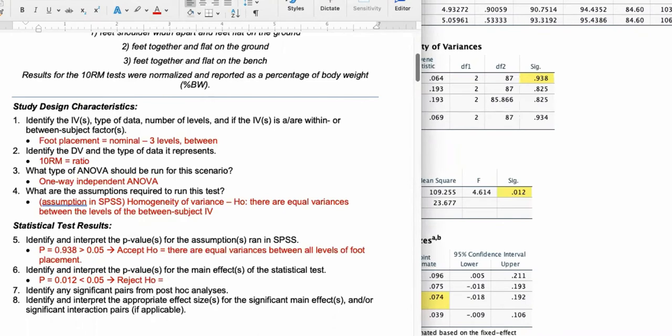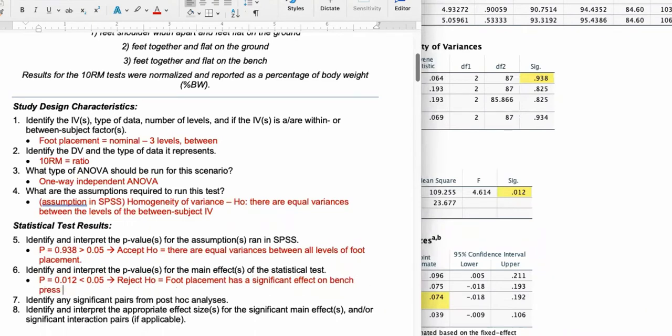Okay. And then ANOVAs are looking at if we have significant differences between the means of our groups. So in this case, we're looking at if foot placement has an effect on bench press performance, or how much a person can lift in a 10 rep max test. So a way that I could report or interpret that p-value is that foot placement has a significant effect on, I'm just going to write bench press performance because I feel like that's easier than trying to phrase the 10 RM stuff.